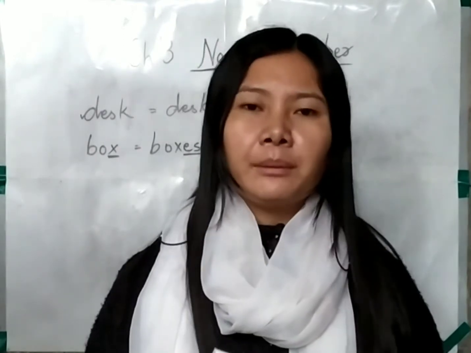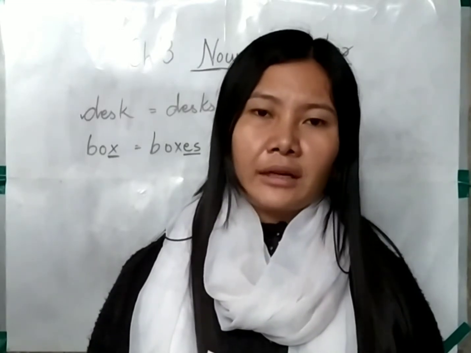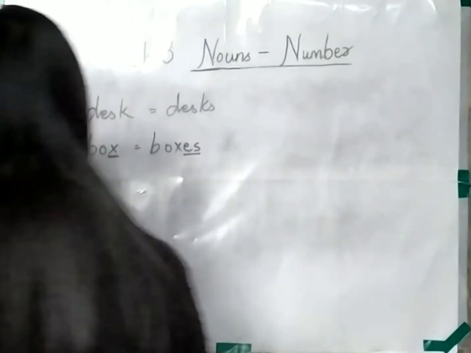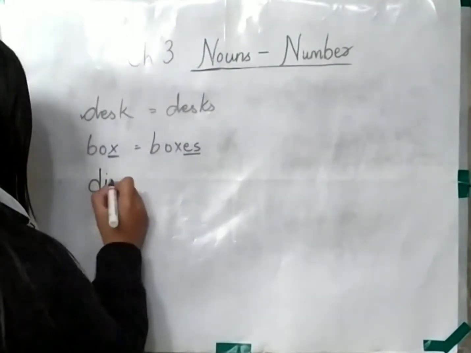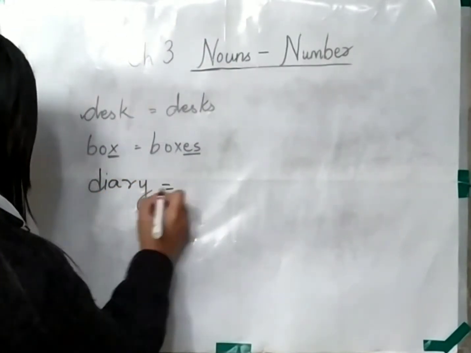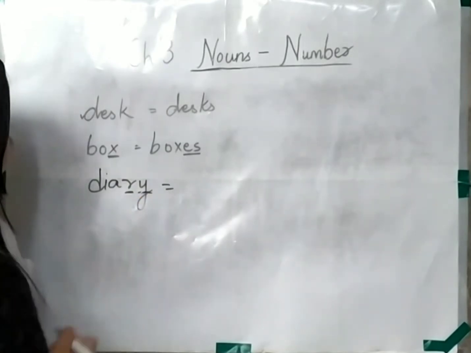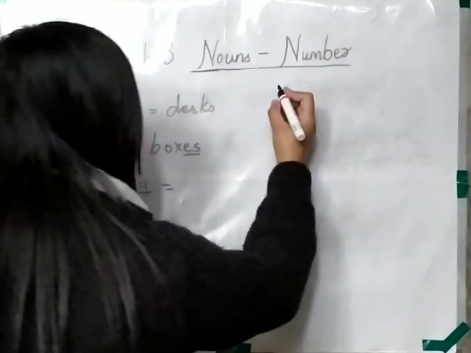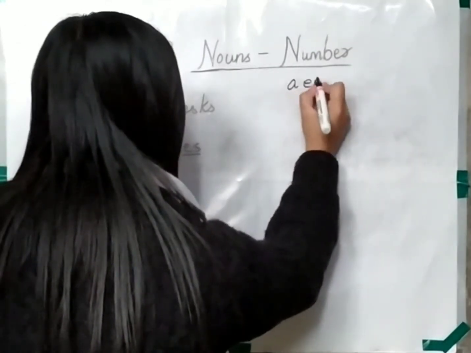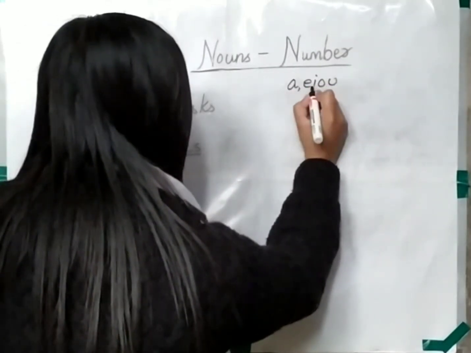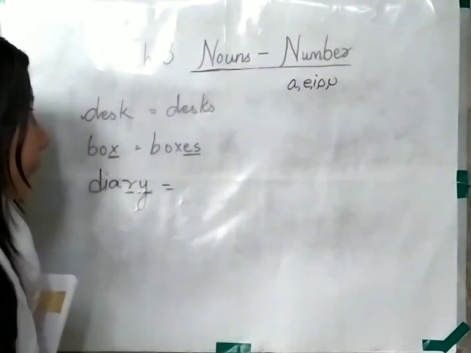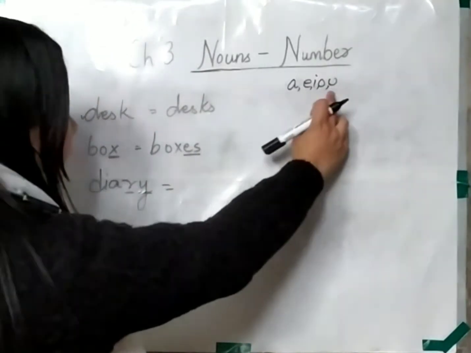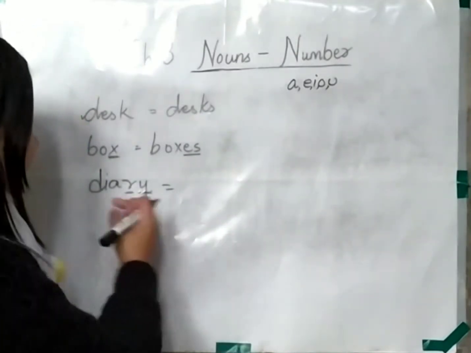So over here you need to remember that if there is a singular noun that ends in consonant plus y, like let's take the example from the book, diary, D-I-A-R-Y, diary. So you can see consonant plus y. Now you all know vowels A, E, I, O, U. So all the letters in the English alphabet apart from A, E, I, O, U are called consonants. So R is not in this list, so automatically this is a consonant.